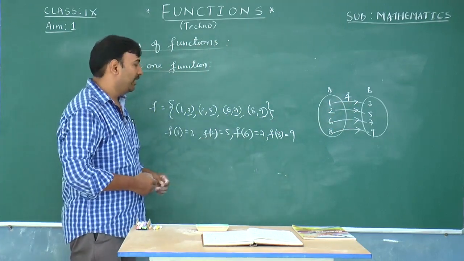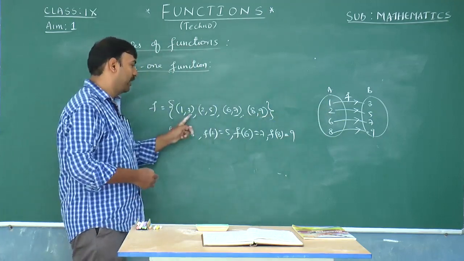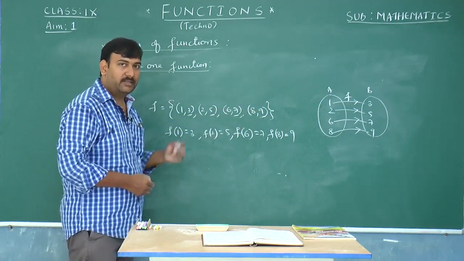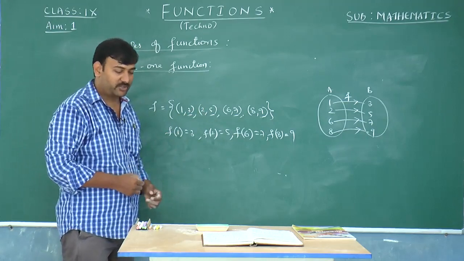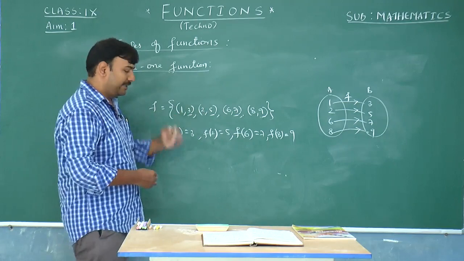So every time we need not draw the arrow diagram, just simply check the second coordinate. If second coordinates are all distinct, then obviously that particular function is going to represent a one-to-one function. Let us see what happens if the second coordinate is repeated. Let me change some example here.